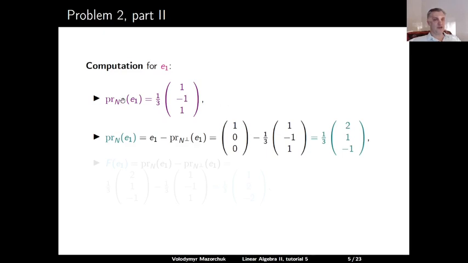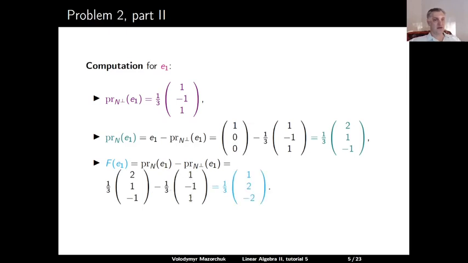So now we have the decomposition. This is a projection onto orthogonal complement. This is a projection onto n. So f of E1 is equal to the following thing. We take the projection onto n, and we subtract the projection onto the orthogonal complement. So we have 1/3 of (2, 1, -1) minus 1/3 of (1, -1, 1). So this is equal to the following. So we have 2/3 minus 1/3, it's 1/3. 1/3 plus 1/3, it's 2/3. And -1/3 minus 1/3 is -2/3. So f of E1 is the vector 1/3 of (1, 2, -2).